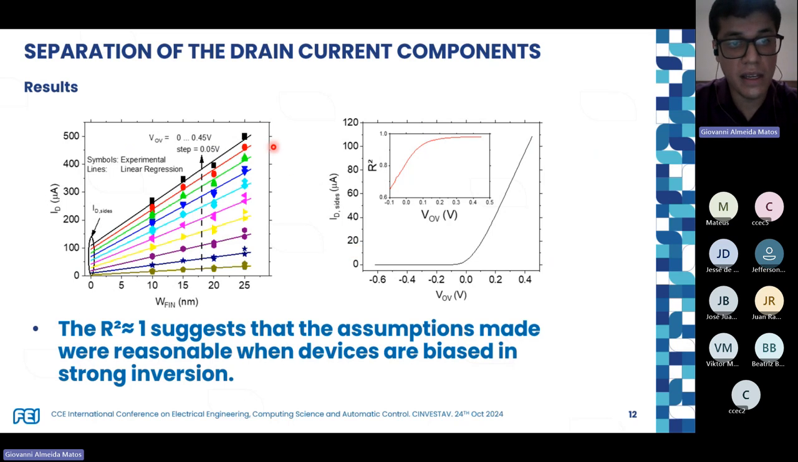This is our result. This is the drain current as a function of the fin width for various gate biases. As you can see, there is a linear behavior as expected, and extrapolating this line to fin width of 0, we get the drain current at the sidewalls. This curve shows the drain current at the sidewalls. We also got the R square of this extrapolation. As you can see, at the threshold voltage the R square is around 0.85, but it quickly increases to 0.99. This suggests to us that the assumptions made are reasonable when the device is biased in strong inversion.